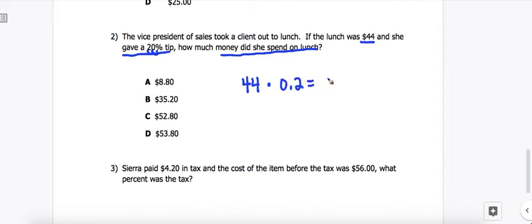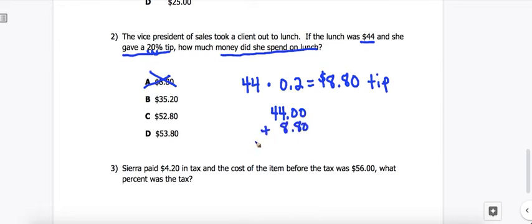When I multiply that together, it gives me 8.8, but since this is money, I have to add a 0. So the tip would be $8.80. But this is not my answer, okay? Because it said how much money did she spend on the lunch. So now I've got to take the cost, which is $44, and I have to add the tip, which is $8.80.